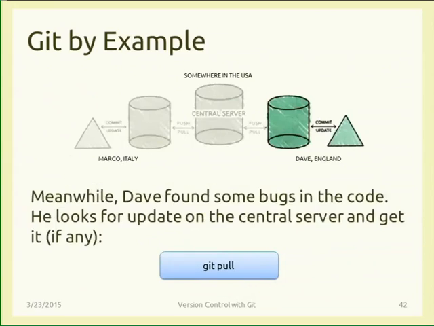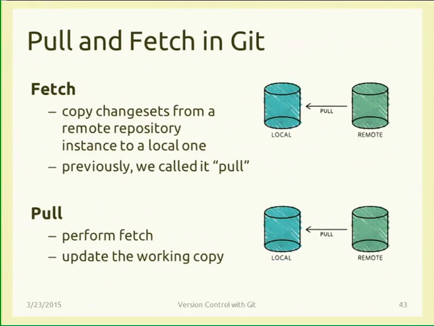In Git, the operation that I before called pull is named fetch. Fetch takes the changes from the remote repository and puts them in the local repository. Stop. The pull operation takes the changes from the remote repository, performs a fetch toward the local repository, and then updates the working copy.